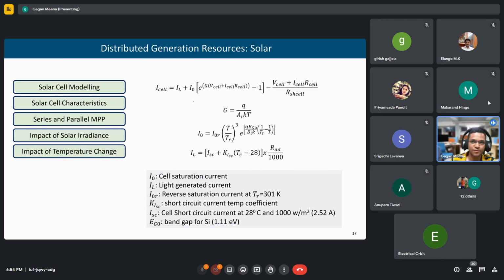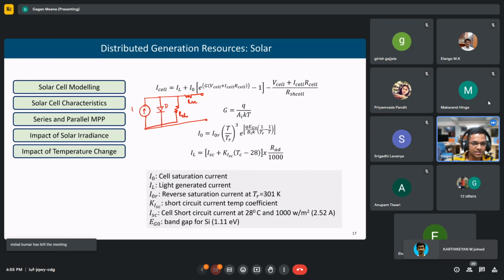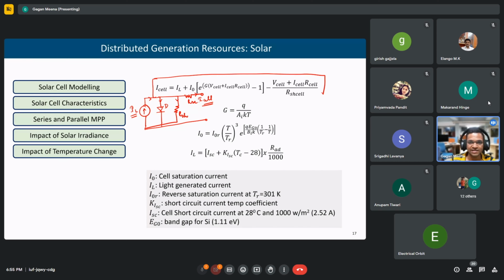Then we saw modeling of solar PV. If you want to model a solar PV, this is the model we use. Here, this is the shunt resistance, this is the series resistance, this is the diode, and this is the photo-generated current. This is the final current I cell, which is generated by each cell. So this equation reflects this current I cell.